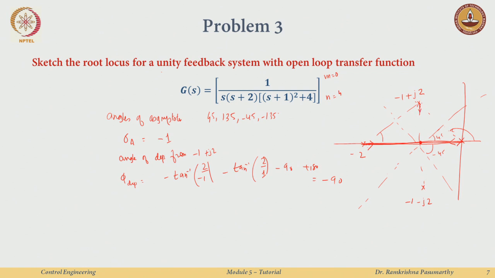Similarly, I can compute here that I am just going here and then moving this way. If I keep moving this way, I see that something like this happens: the entire line between minus 1 plus j2 and minus 1 minus j2 is on the root locus. So, this is the angle of departure from minus 1 plus j2. Here I can compute easily, it would just be plus 90. Okay.